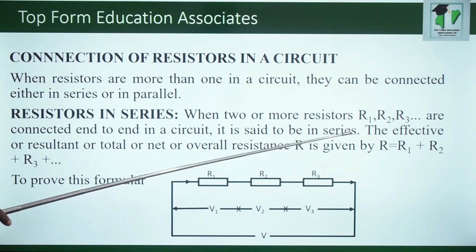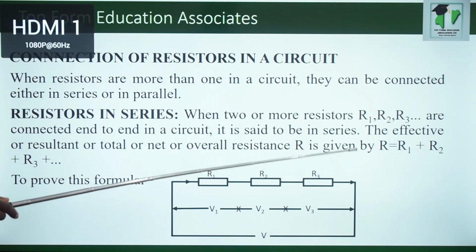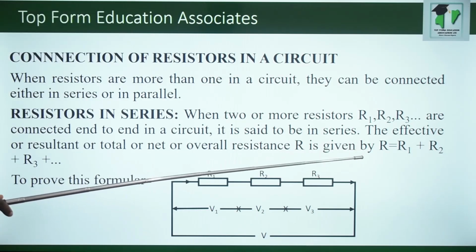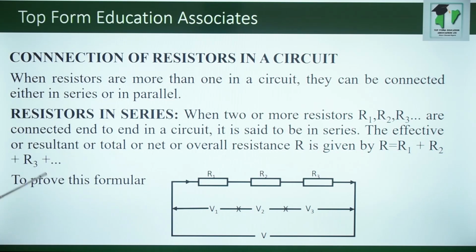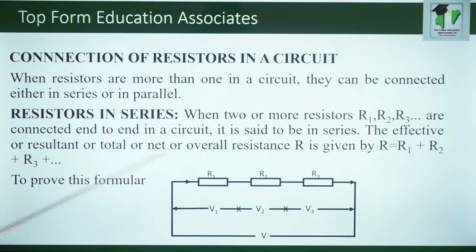The effective or resultant or total or net or overall resistance offered by these resistors is given by R equal to R1 plus R2 plus R3. More than 3 can continue like this. Now we'll have this to be total resistance or net resistance or overall resistance. So we have the formula R equal to R1 plus R2 plus R3. If you have more than this, you can add them.